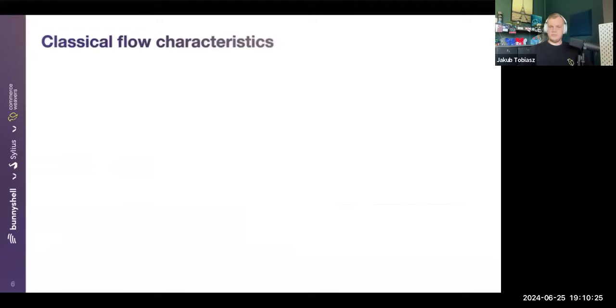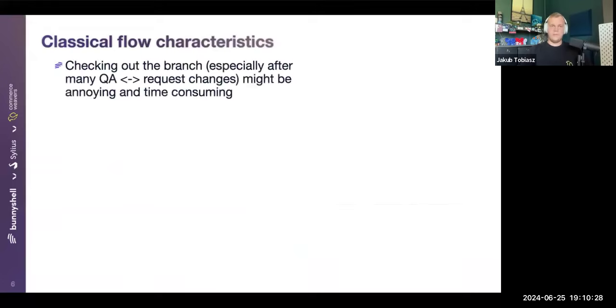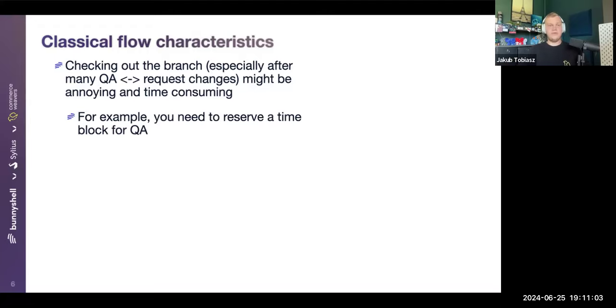So let's talk about some characteristics of this flow. Checking out the branch, especially after many QA request changes flow, might be annoying because let's say we want to do some quick QA. We are currently working on our task. We need to stash it or commit or do some kind of temporary commit. So we have to mess up our local branch. For example, we need to reserve a time block for our QA. So we are not able to do a quick QA because we have, let's say, a coffee break. We need to spend more time.